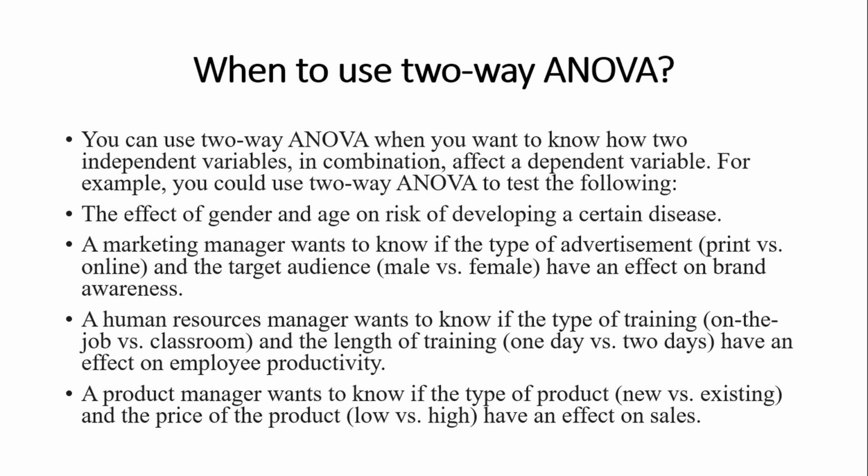Take another example. A human resource manager wants to know if the type of training, on the job versus classroom, and the length of training, 1 day versus 2 days, have an effect on employee productivity. Or another example, a product manager wants to know if the type of product, new versus existing, and the price of the product, low versus high, have an effect on sales. So you can see there are two categorical variables with varying groups or levels affecting the dependent variable.